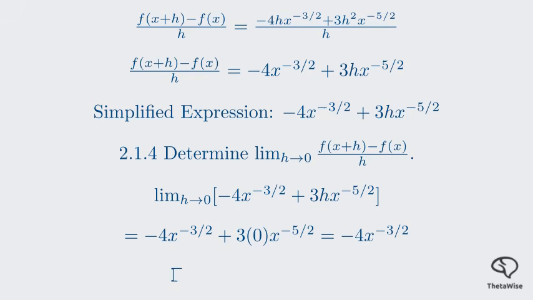This is our final answer, and it is exactly the first derivative, f prime of x, we calculated using the power rule at the beginning. This shows the consistency between the formal definition of the derivative and the rules of differentiation. The memo has a slight typo, incorrectly showing 4x to the negative 3 halves, but our result, negative 4x to the negative 3 halves, is correct.